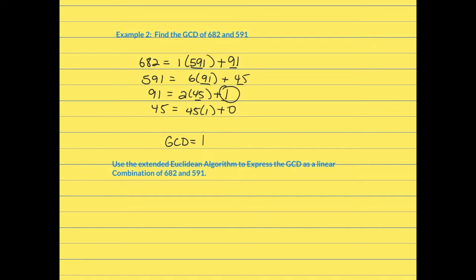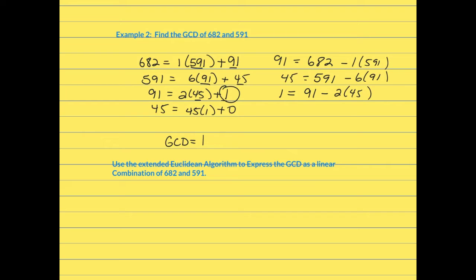Now we're going to use the extended Euclidean algorithm to express the GCD as a linear combination of the two numbers again. So as before, the first thing we're going to do is solve for each one of the remainders. So 1 equals 91 minus 2 times 45. 45 here equals 591 minus 6 times 91. And 91 equals 682 minus 1 times 591.